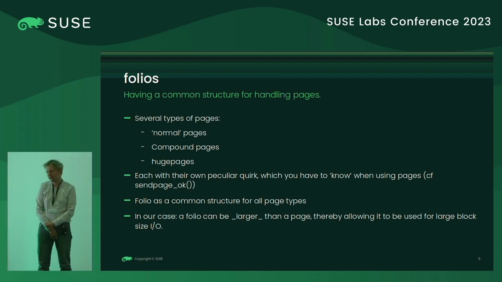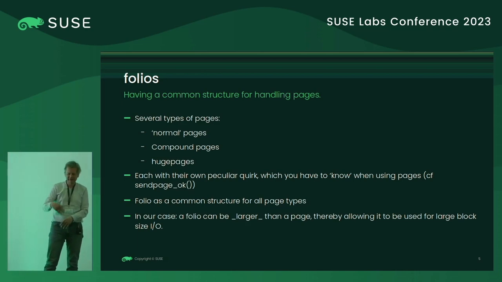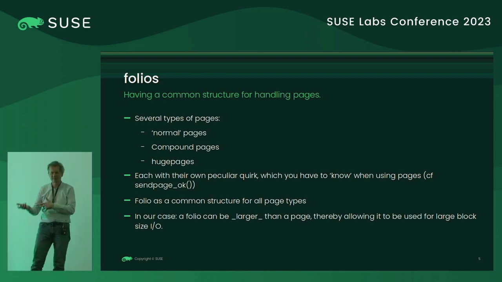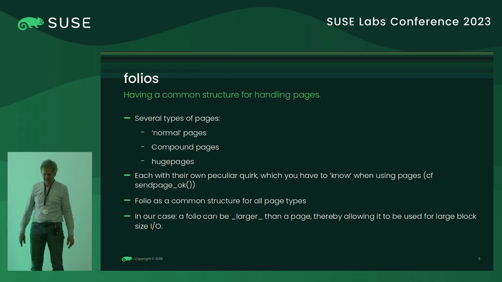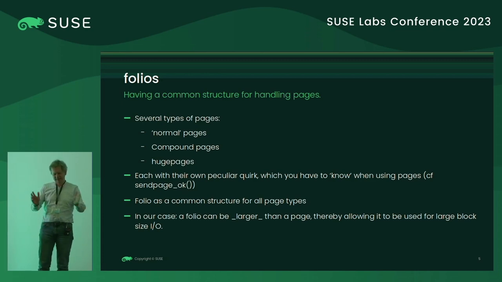Right. Okay. So THP also has a difference between huge pages and transparent huge pages: for huge pages you have to have a specific file system, that's the huge page file system, whereas transparent huge pages can be selected directly without having to go via that. As I said, each of these pages has its own peculiar quirks, and in most cases you simply have to know which page you're talking to.